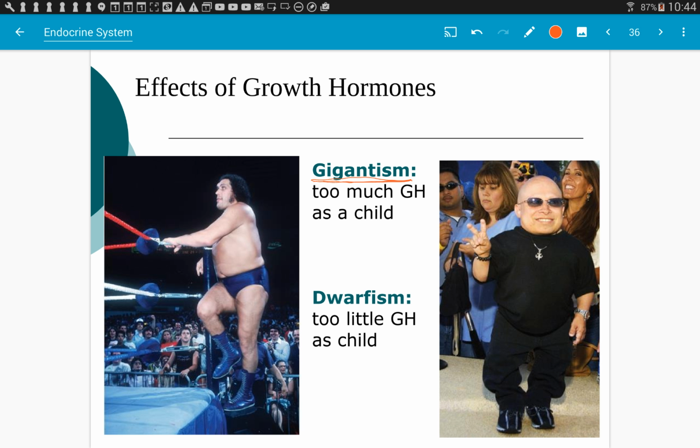Mini-Me, that's good. He, on the other hand, is a really good example of dwarfism. Dwarfism occurs when a child does not receive enough growth hormone as they are growing up. And so the body is fairly proportionate, and that's one of the characteristics of dwarfism. It's different than another form of little people. So the body is fairly proportional, and you just don't get enough growth hormone as a child.